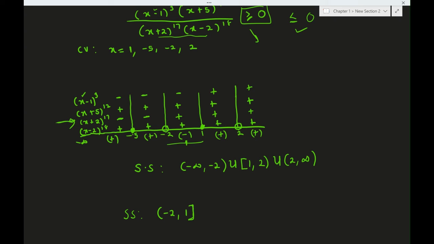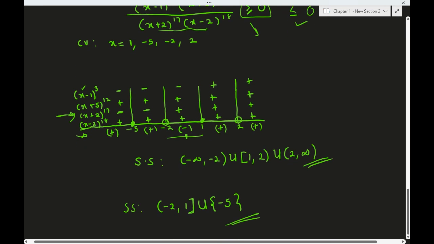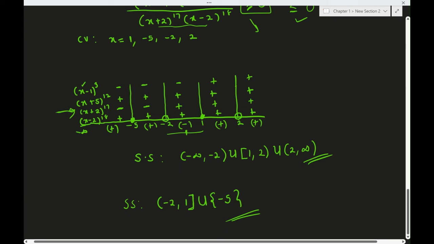But if we look at minus 5, what do we have? We have 0. So this is closed. So it means we have to include where? Minus 5. So this is the solution set when you have less than or equal to 0. And the first one is when we have greater than or equal to 0. Okay, I hope these questions are clear now.